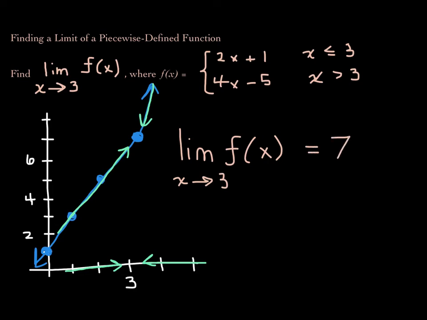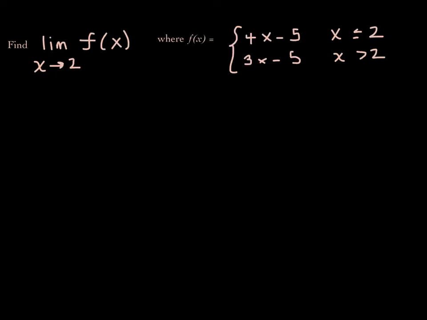That was cool. Let's look at another piecewise defined function. All right, this time we want to find the limit of our function as x approaches 2. And this is how our function is defined. Again, two linear pieces here, right? So both of these are lines. This is a line whose slope is 4, whose y-intercept is -5. This one is slope 3 and y-intercept -5 as well. But this first line is only defined for x values that are less than or equal to 2. This line is defined for x values that are strictly greater than 2.